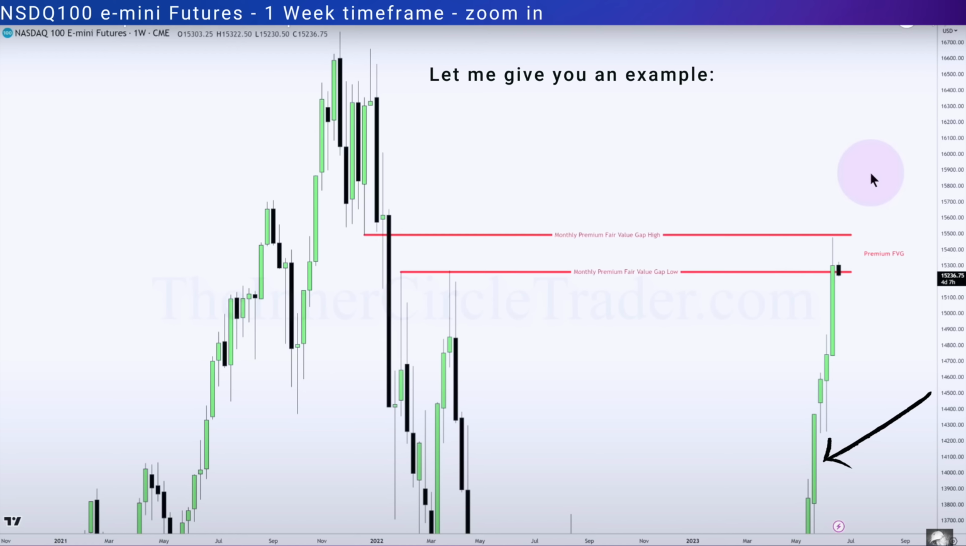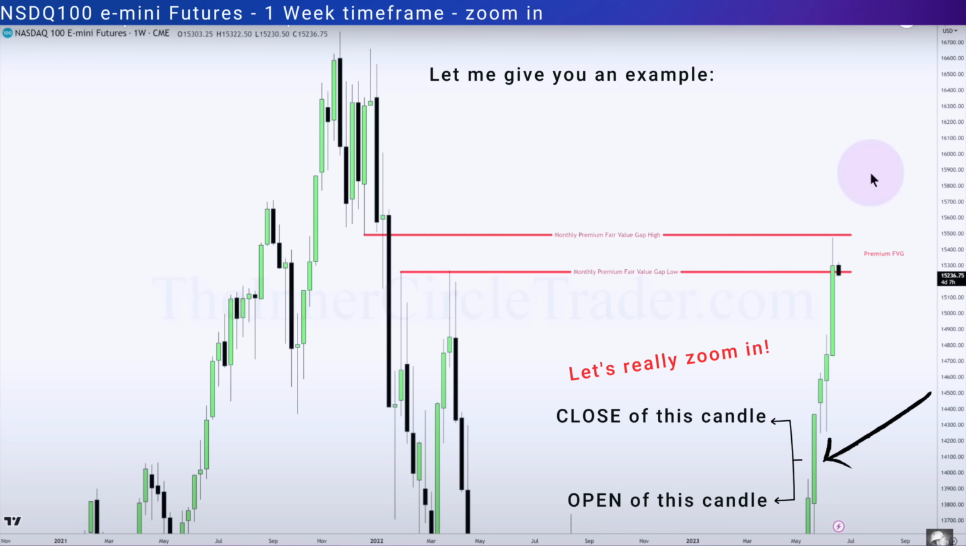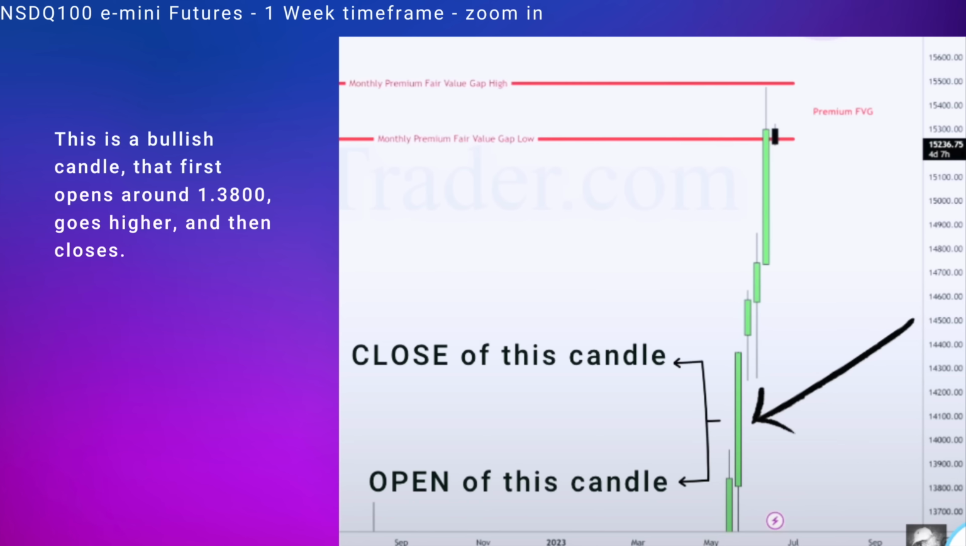Let me give you an example, and let's take this candle here. This candle opens where you see down below, and it closes on top there. So I put two arrows to show you the movement of the body of that specific candle. But now let's zoom in even closer and observe it better. When we zoom in, we can see that this is a bullish candle that first opened around 1.3800, then it starts going higher, and then it closes around 143,144. What we want to notice is where this candle closes.